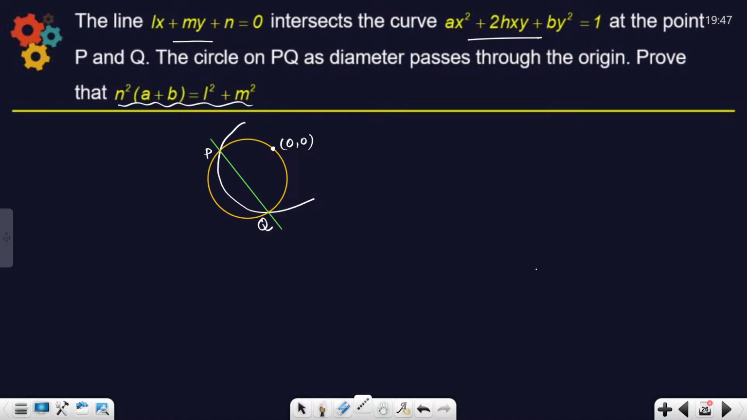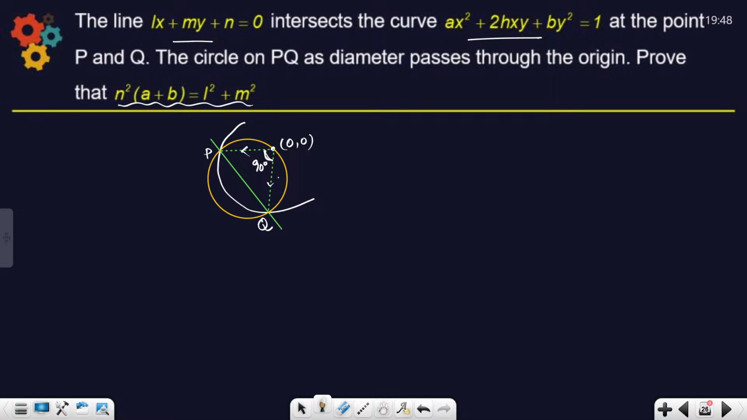If I join P with the origin and Q with the origin, this angle will become what? It is a semicircle. So angle in a semicircle is always a right angle. So this angle is basically 90 degrees. This angle is basically 90 degrees. Is it clear?